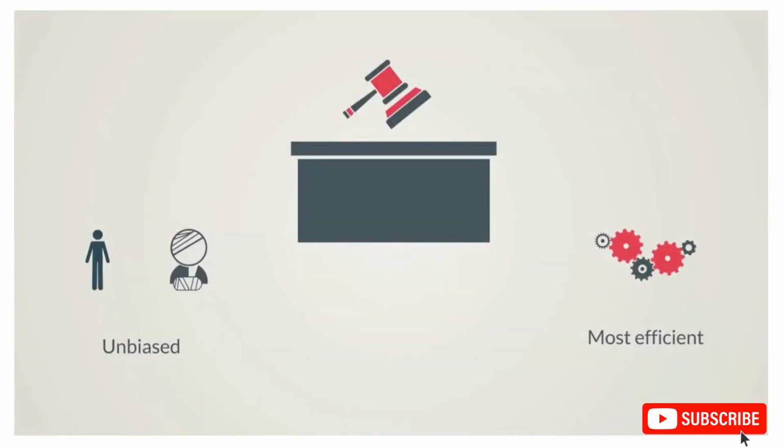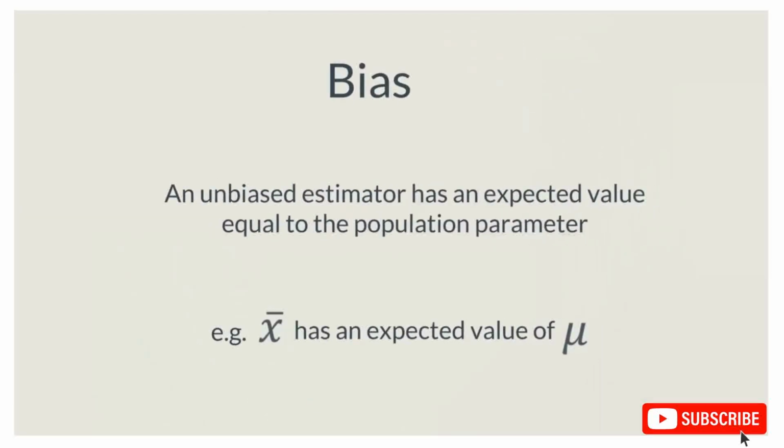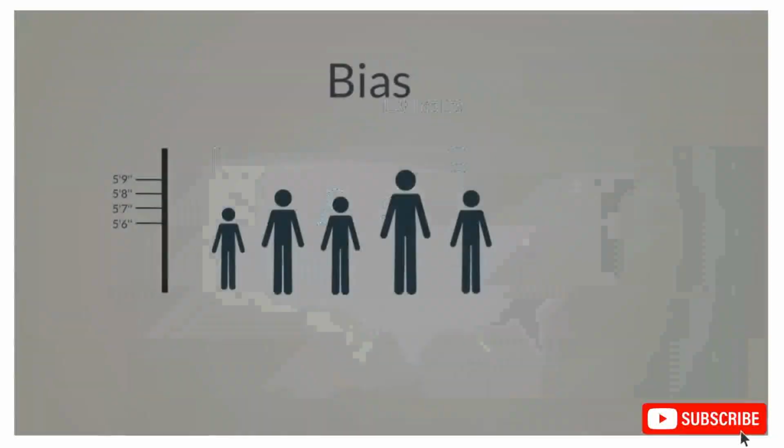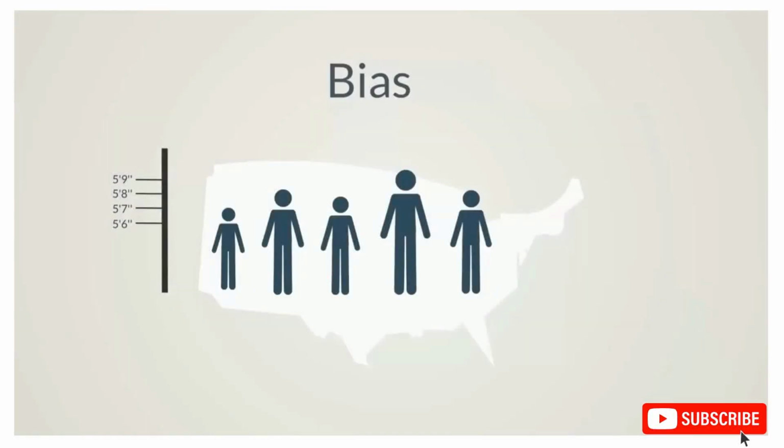Estimators are like judges. We are always looking for the most efficient unbiased estimators. An unbiased estimator has an expected value equal to the population parameter. Let's think of a biased estimator to explain that point. What if somebody told you that you will have to find the average height of Americans by taking a sample, finding its mean, and then adding 1 foot to that result? So the formula is x bar plus 1 foot. Well, I hope you won't trust them.